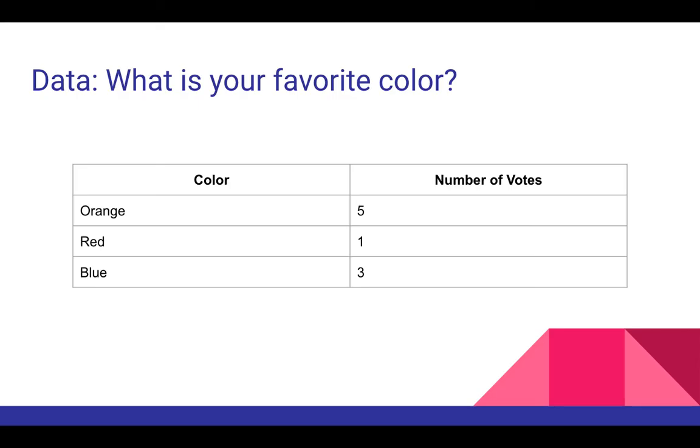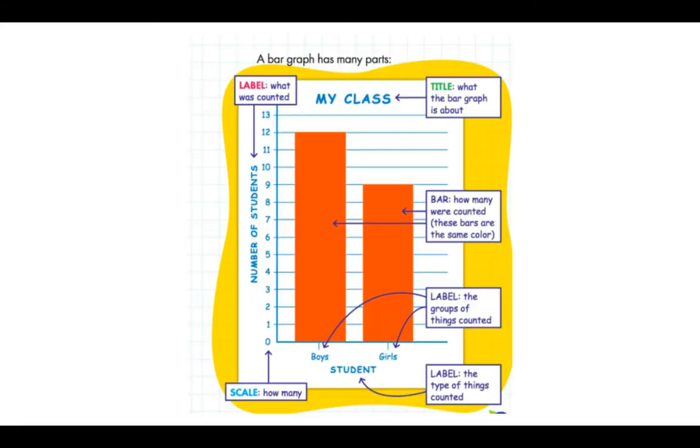So I took the data, what is your favorite color? And I have my chart here, my table. I have three choices, orange, red, and blue, and the number of votes coordinating with each. Before I make my bar graph, I'm going to remind myself of the different parts that I need.